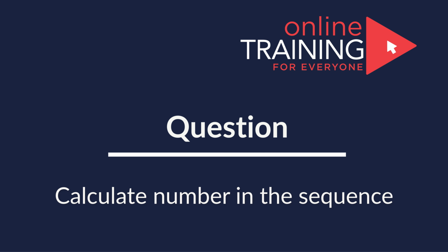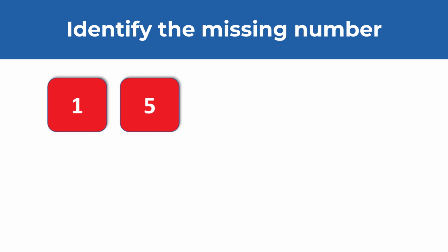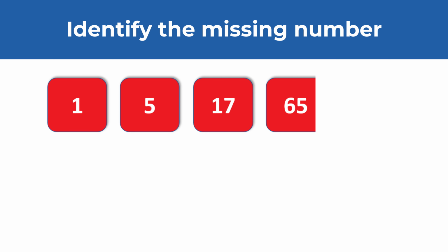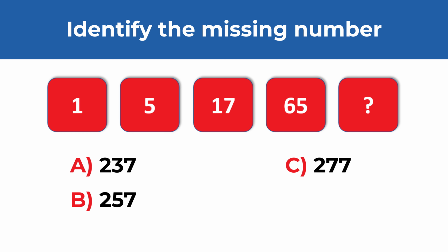Here's the question from the real test, where you are presented with a sequence of numbers and you need to identify the missing number. The numbers you see are 1, 5, 17, 65, and then comes the missing number. And you have 4 different choices for the missing number. Choice A, 237. Choice B, 257. Choice C, 277. And then choice D, 297.